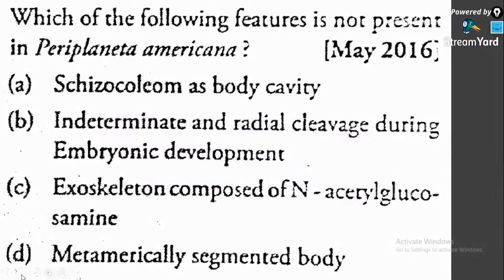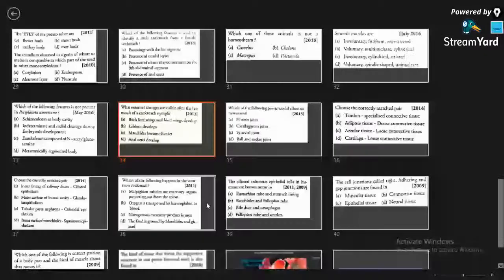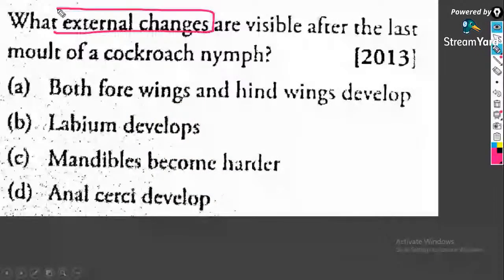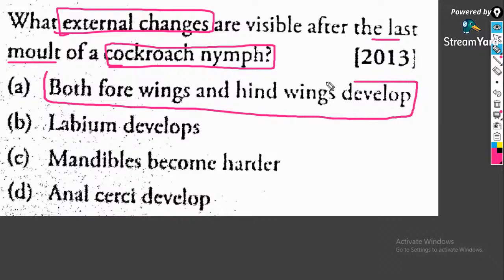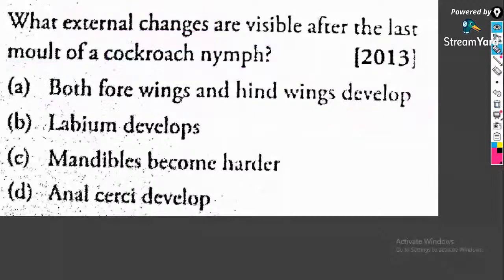Next question. Let me check how many questions are remaining. What external changes are visible after the last molting of a cockroach nymph? What external changes would you observe after the last molting in a cockroach nymph? Guys, the correct answer for the question is option A. Both forewings and hindwings develop. So development of both forewings and hindwings takes place after the last molting of a cockroach nymph. Next question on the screen.